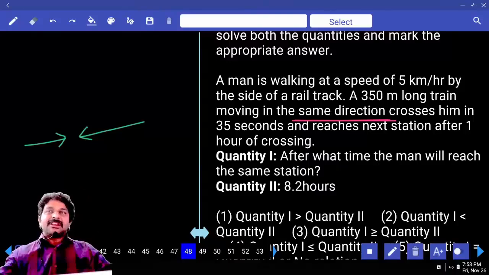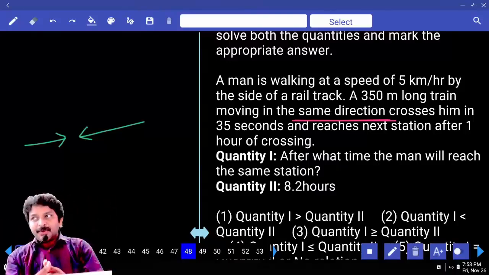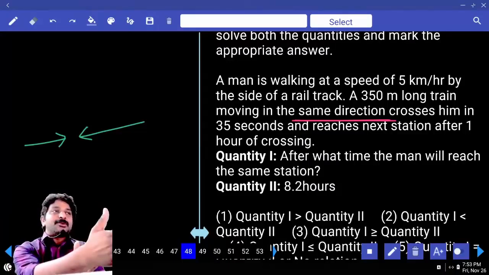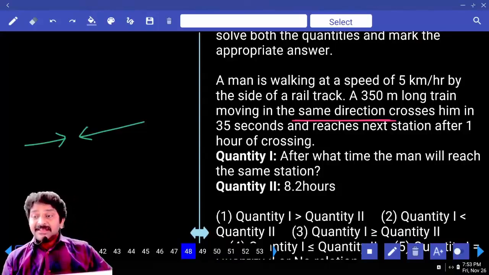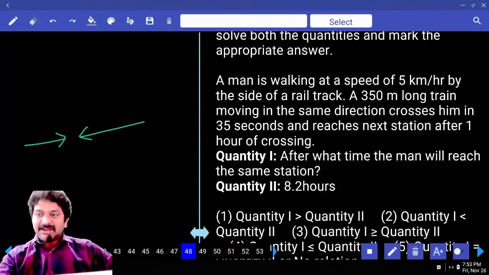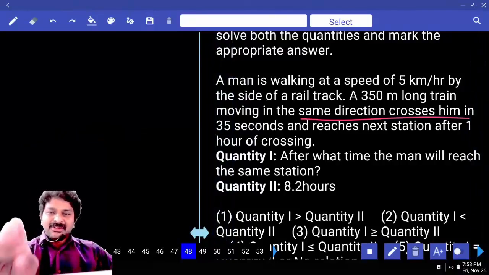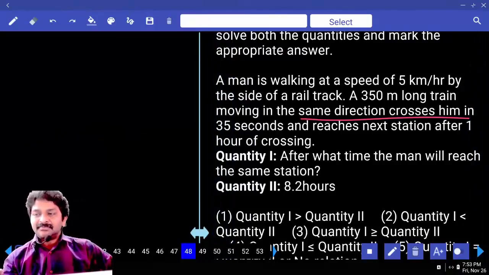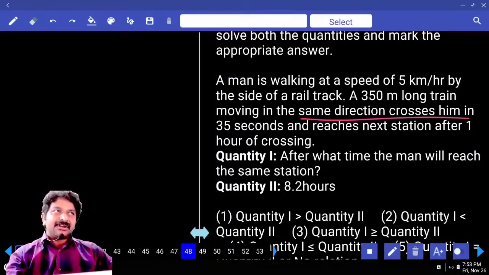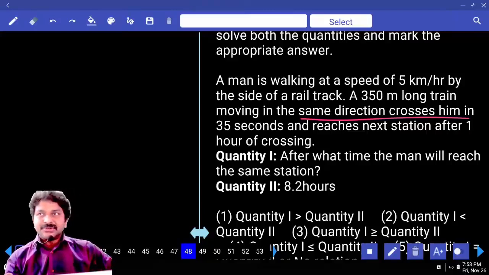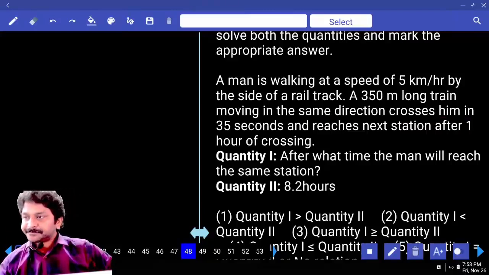Crossing comes to picture if both are moving opposite to each other. Overtaking comes to picture if they are moving in the same direction. Right. So here they said same direction, and they said crosses. Ideally they are not supposed to use the word crossing here. They are supposed to use overtaking.